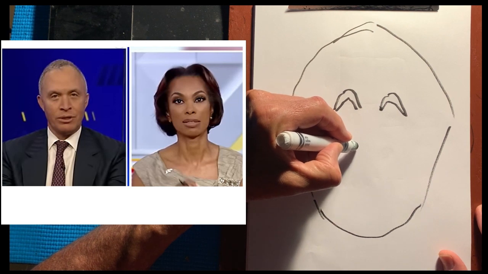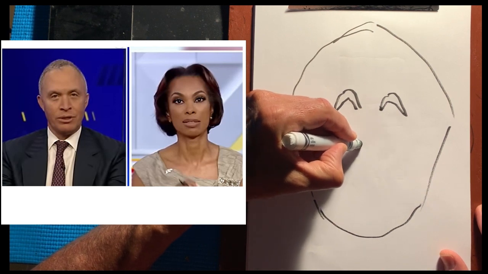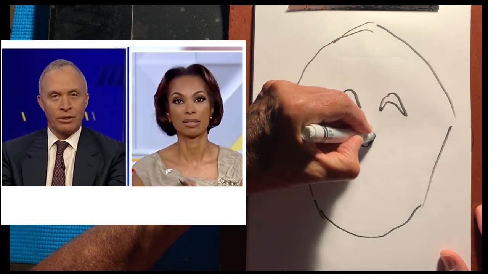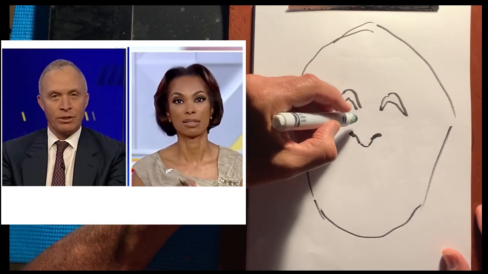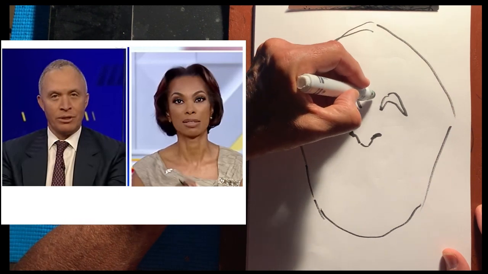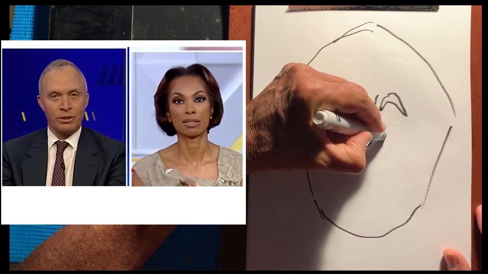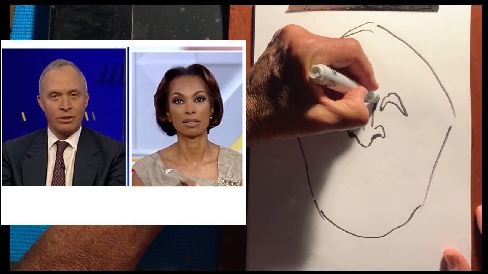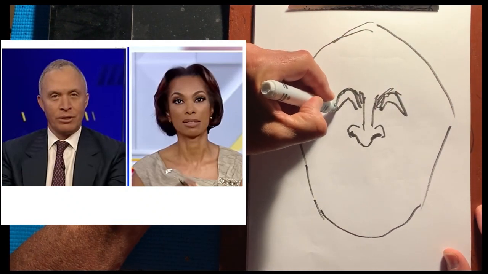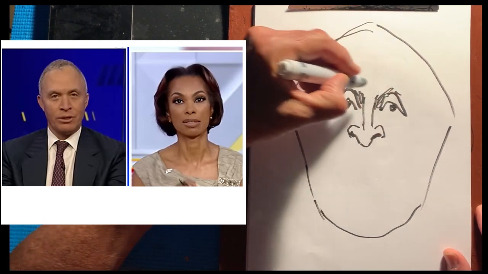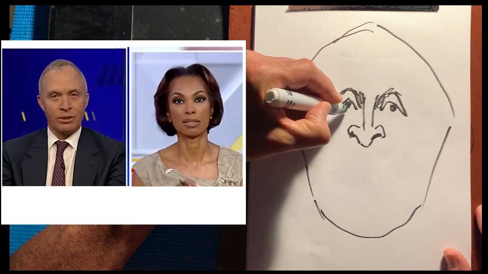His nose is not that long, but he's got these flaring nostrils. He's got kind of a narrow, short nose, but with these flaring nostrils. Eyes are very different than hers.